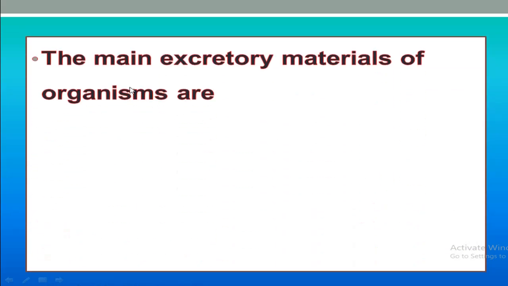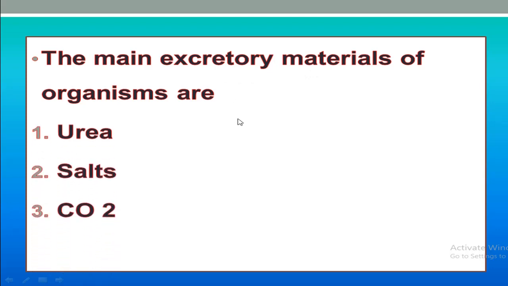Next one. The main excretory materials of organisms are urea, salt, carbon dioxide and water. Those are the main excretory materials of organisms. So what are the main excretory materials of organisms? Urea, salt, carbon dioxide and water.